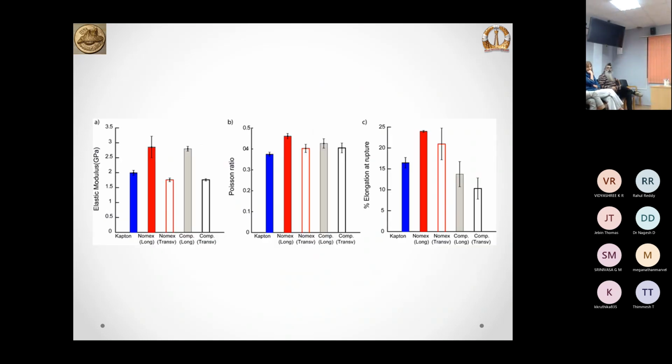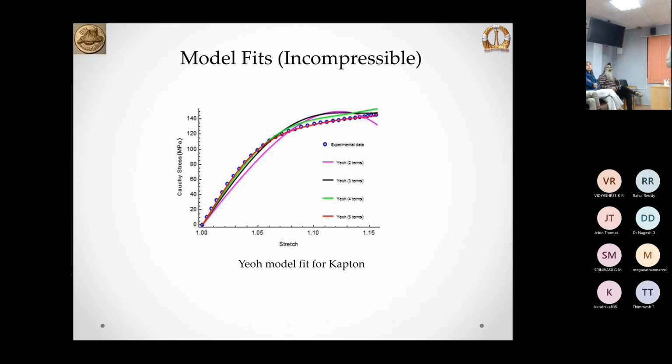And these are the properties of elastic moduli we got. And also, the Composite in longitudinal direction lies between the Kapton modulus and the Nomex modulus. Similarly, Composite in transverse direction lies between the Kapton and the transverse Nomex, almost within the standard deviation. Similarly, Poisson's ratio and the elongation at rupture. So this we have done. Now we are going to give some model fits for the incompressible case.